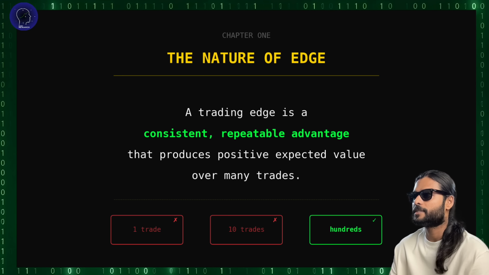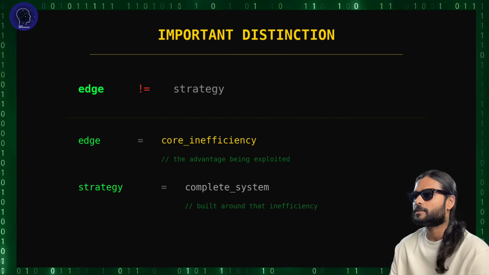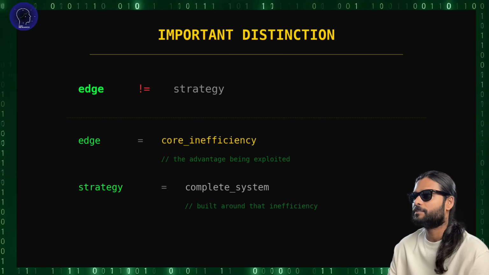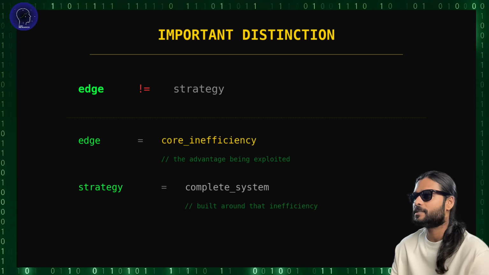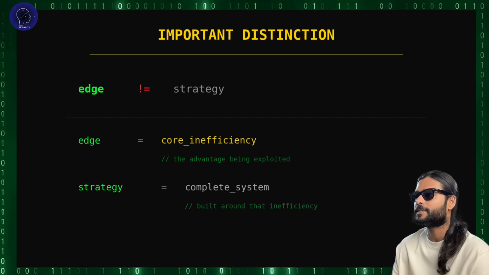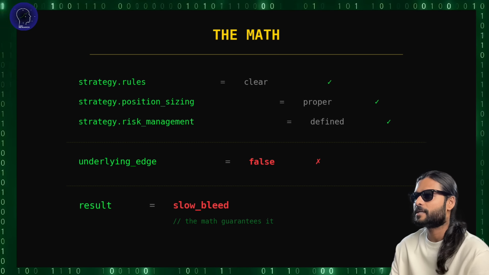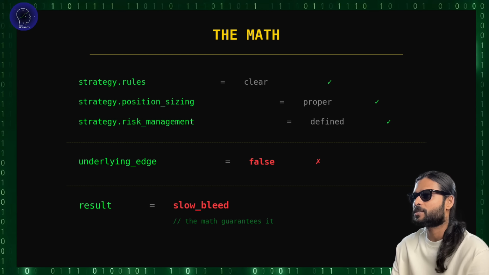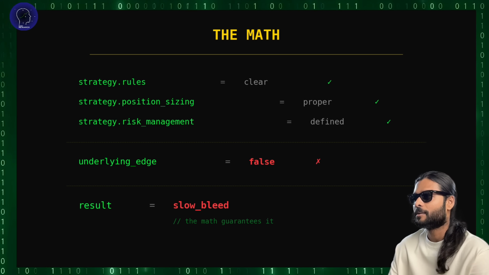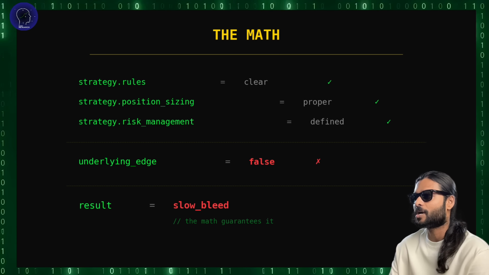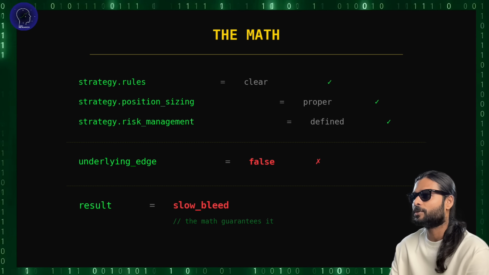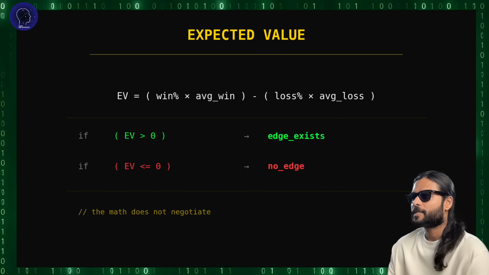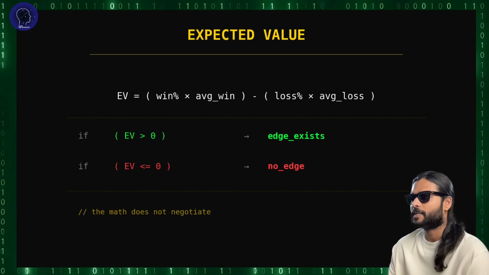Here is the important distinction. Edge is not the same as strategy. Edge is the core inefficiency or advantage being exploited. Strategy is the complete system built around that inefficiency. A trader can have a perfectly designed strategy with clear rules, proper position sizing, and risk management. But if the underlying edge does not exist, the strategy will slowly bleed capital. The math guarantees it.